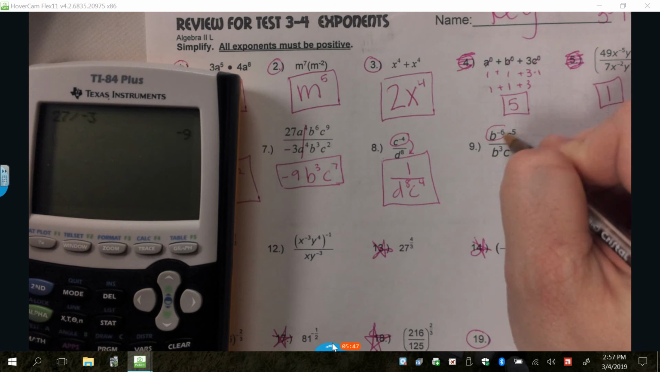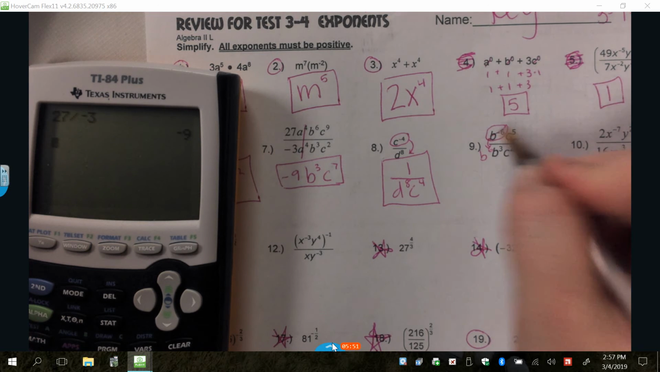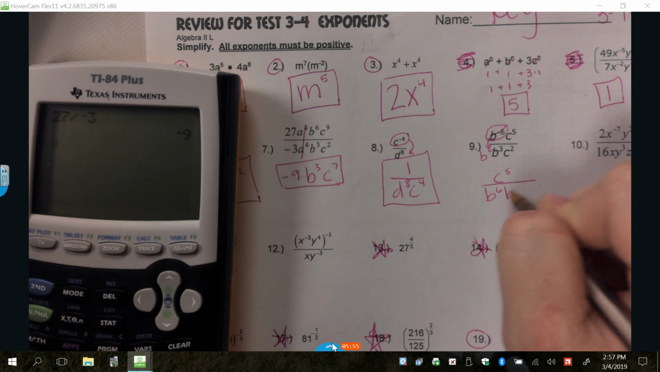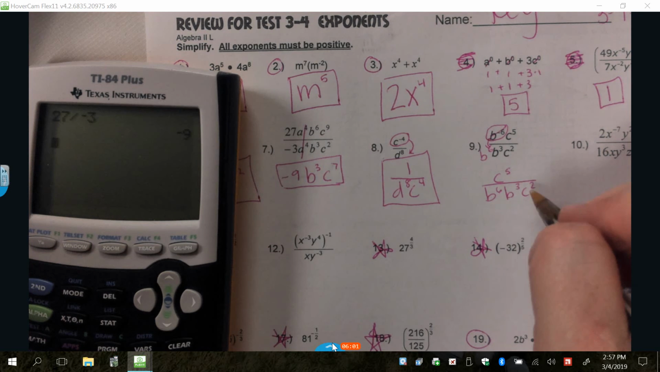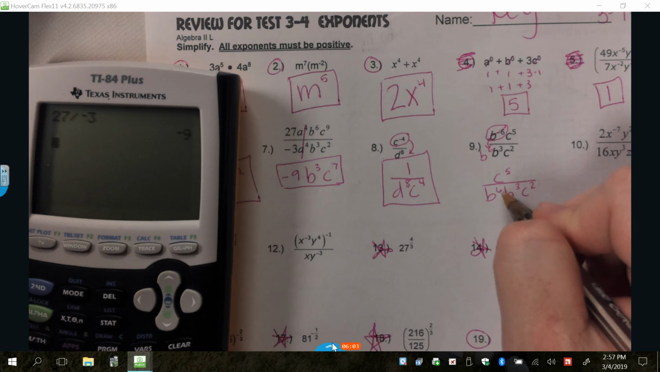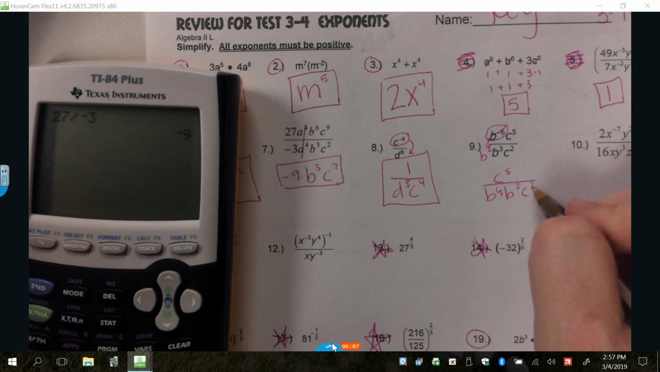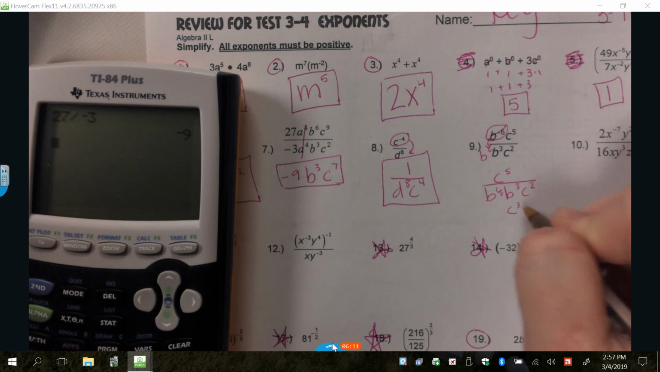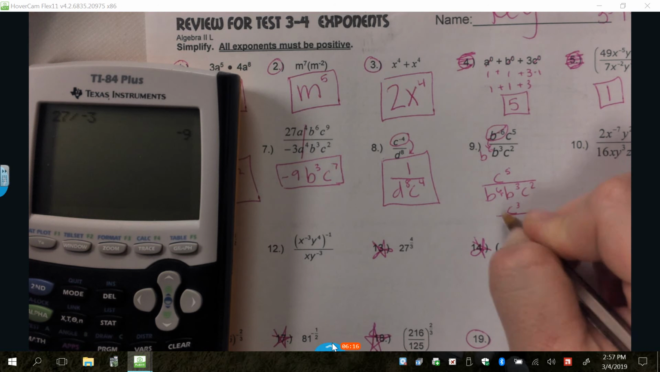Here we're going to move this down, b to the positive 6. That cancels, so I have c to the 5 over b^6, b^3, c^2. I know I'm totally not saying that right, but you know what I mean. Okay, now remember, when you're multiplying, like right here, you add the exponents, and when you're dividing, like here, you subtract. So 5 minus 2 is 3, so c to the 3rd power, then 6 plus 3 is 9.